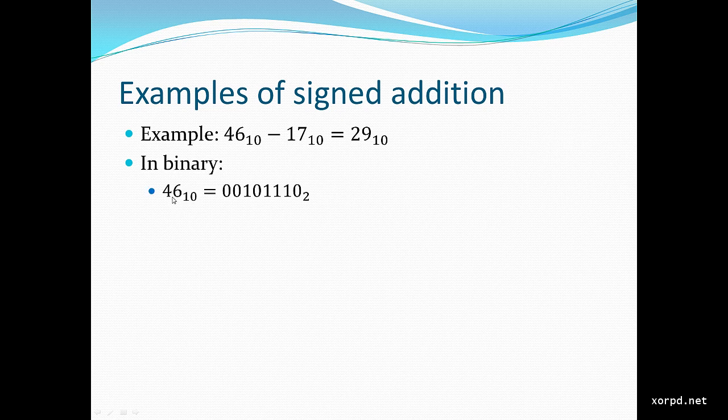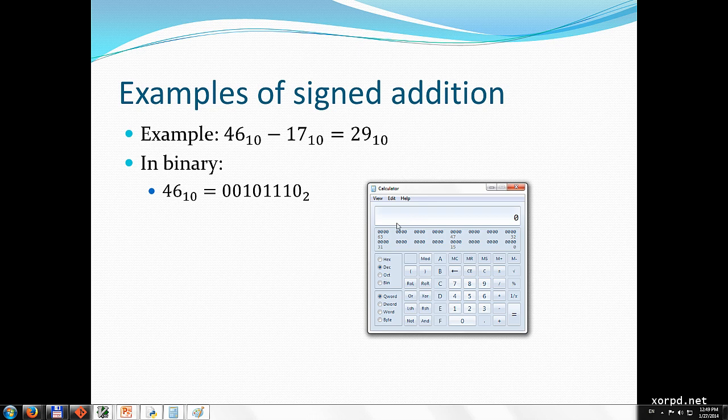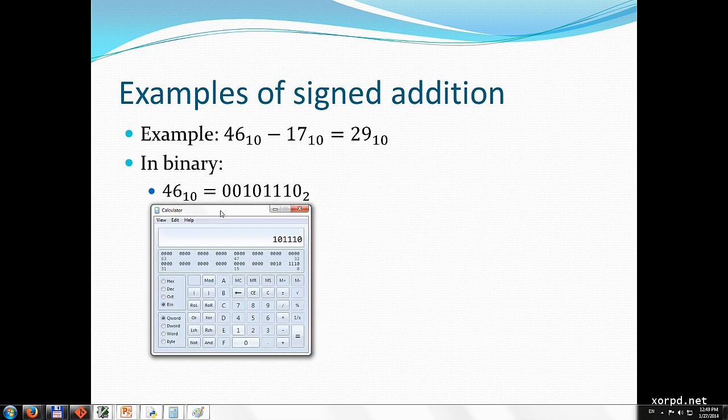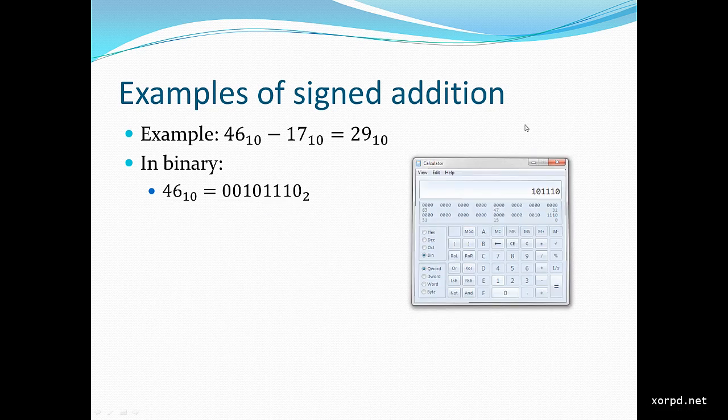So in binary, 46 equals this number. You can just check it, for example, with a calculator. Let's just make sure: we pick the decimal, we type in 46, and then we pick again the binary. And we get this number. Okay, looks the same? Good.